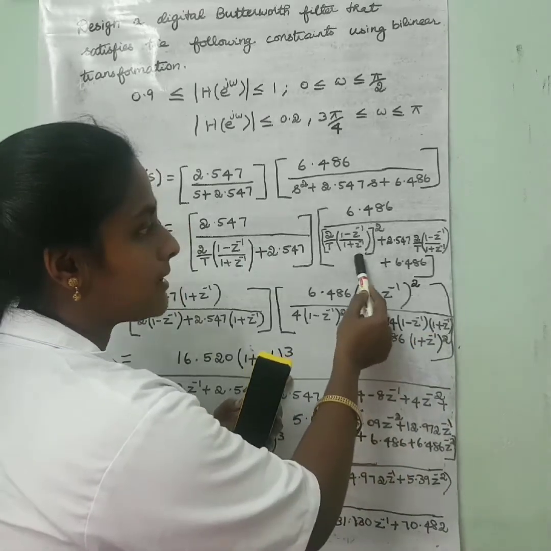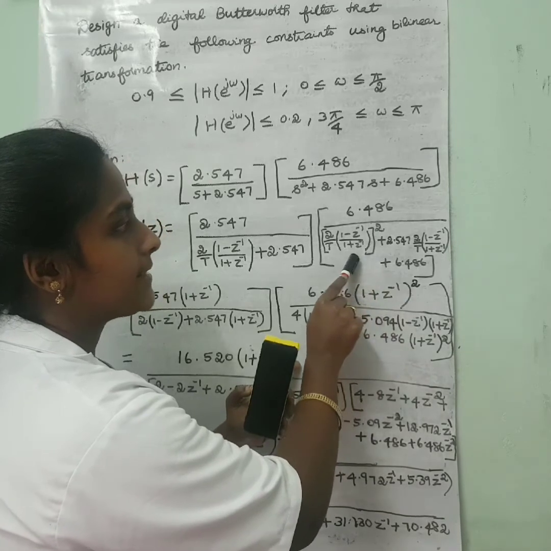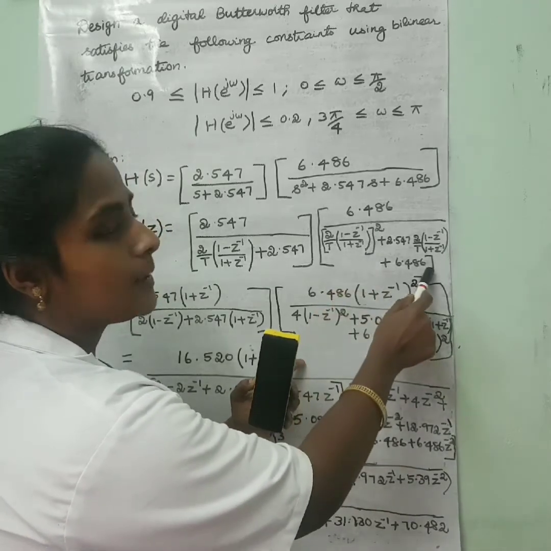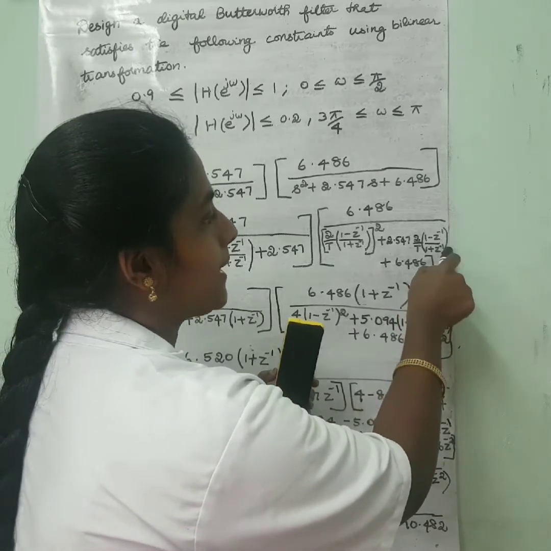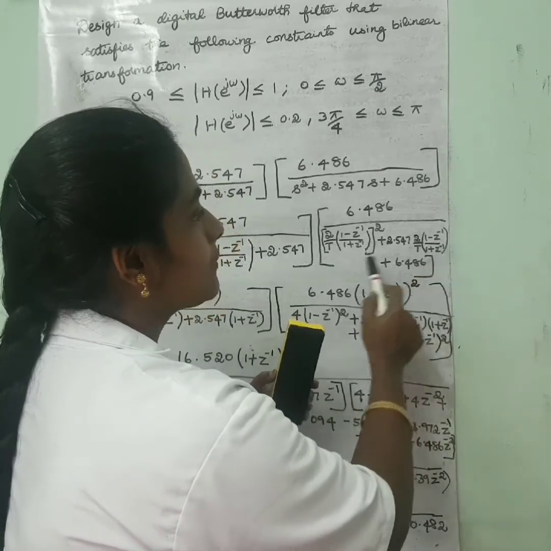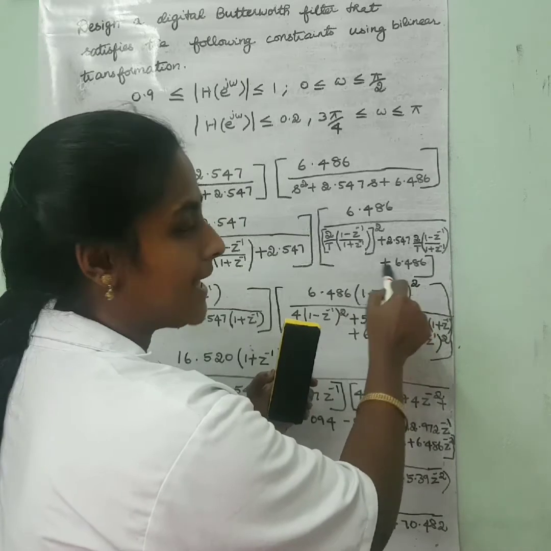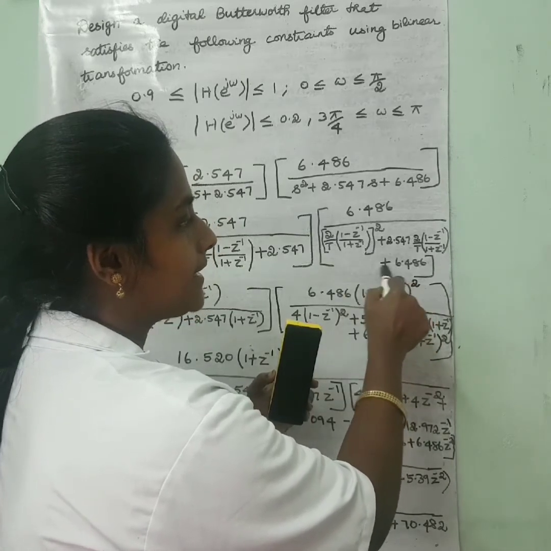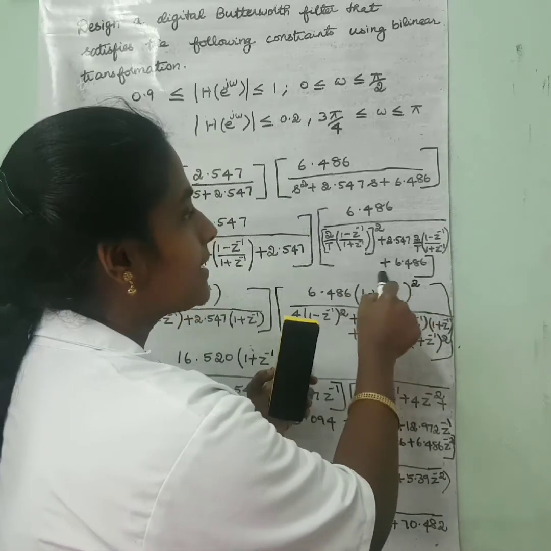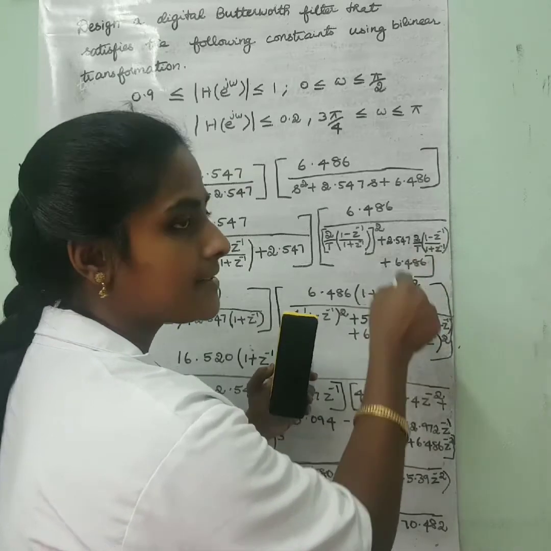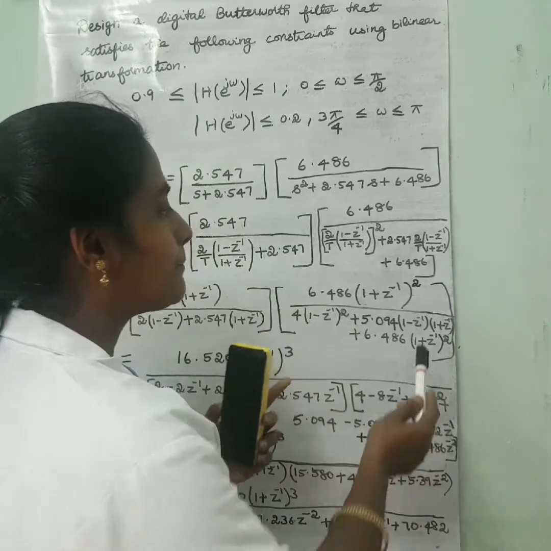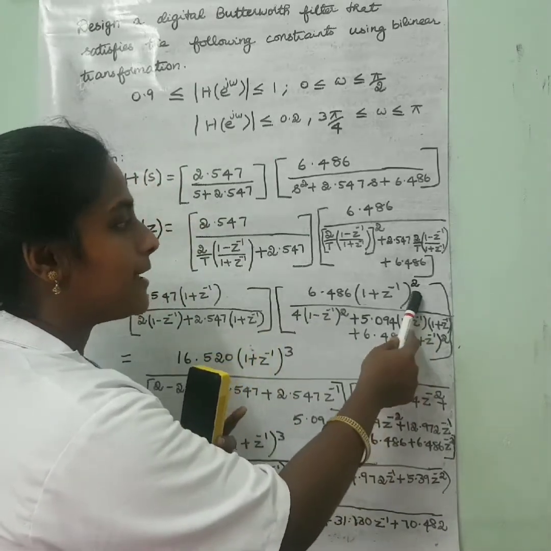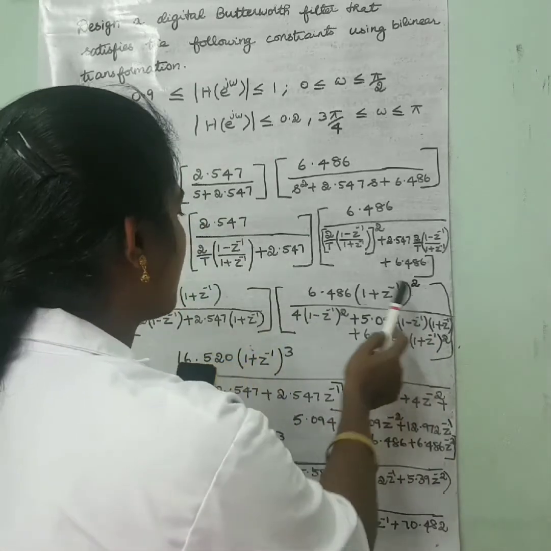Here you take (1 plus z inverse) the whole square as LCM. So here you will multiply by (1 plus z inverse) the whole square, and here you will multiply by 1 plus z inverse. So the LCM value is, in the denominator you will get (1 plus z inverse) the whole square. In the next step, that (1 plus z inverse) the whole square should be multiplied in the numerator. After taking LCM you have to multiply, okay?